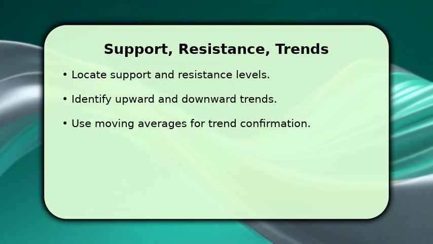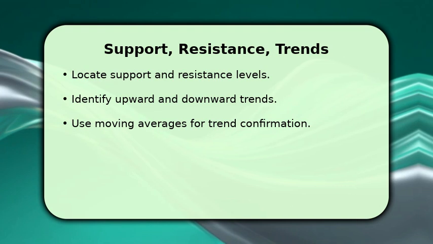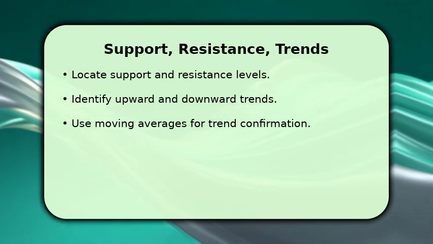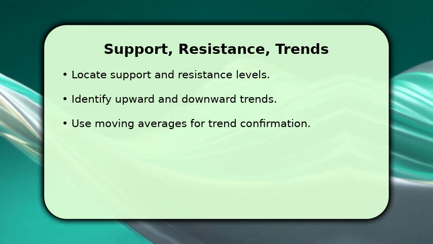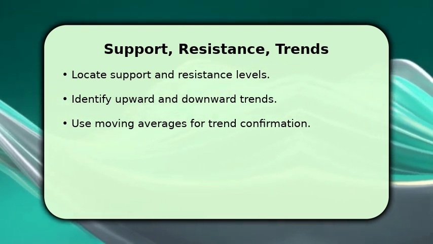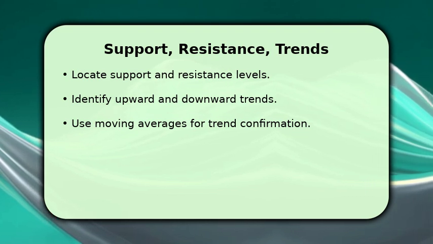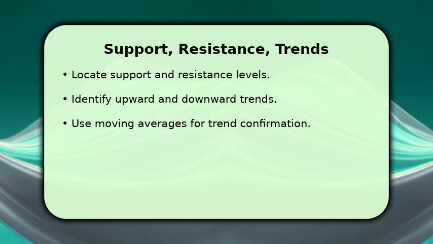Identifying support and resistance levels is key to understanding price boundaries. Support is where a downward trend might pause, while resistance is where an upward trend could face a ceiling. We'll also explore how to spot clear upward and downward trends. Using tools like moving averages can help confirm these trends, giving you a clearer picture of market direction.